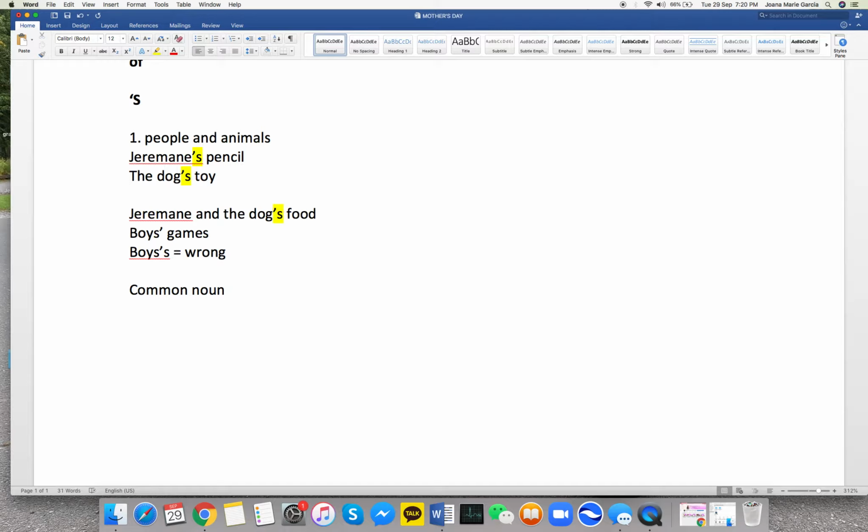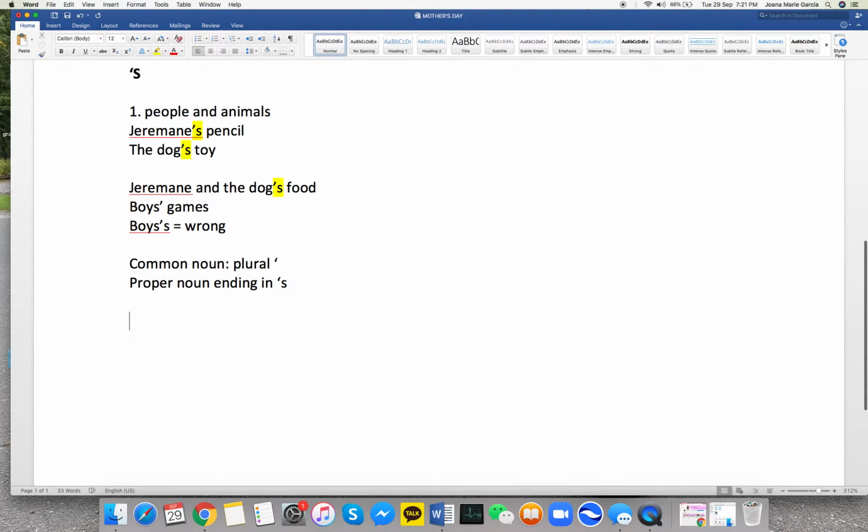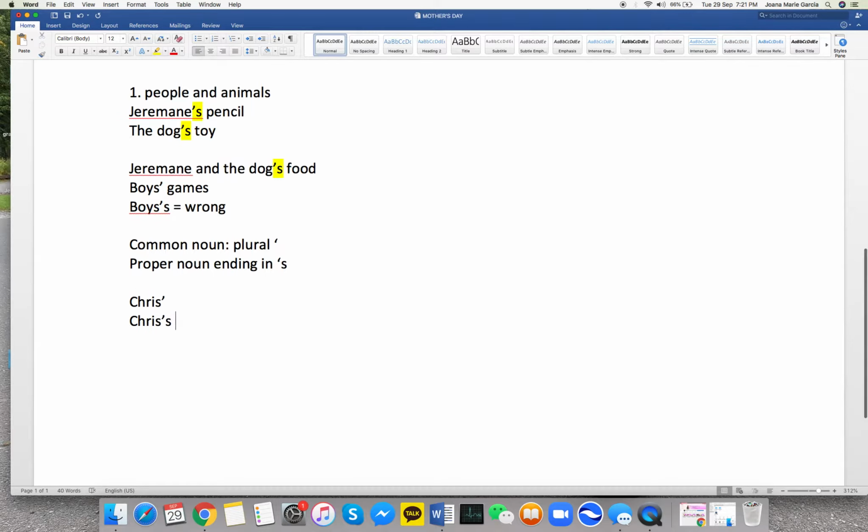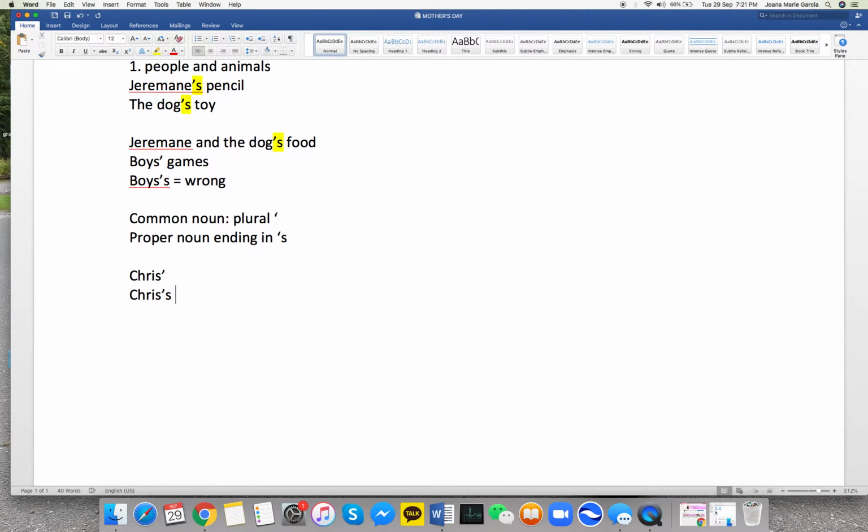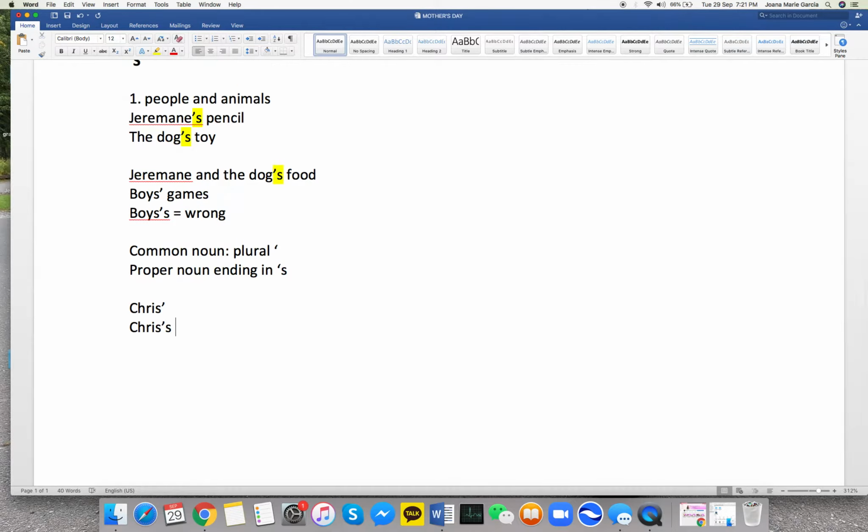So if it is a common noun and plural, remember this, only the apostrophe is used. We don't put another s. But if it is a proper noun ending in s, two are possible. For example, the name Chris ends in s, so you can say Chris' or Chris's, with apostrophe s. Both are accepted because Chris is a proper noun.